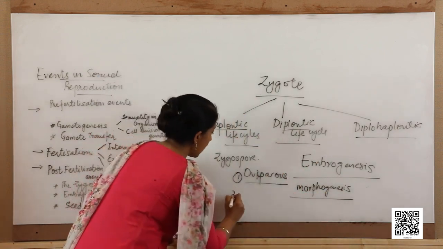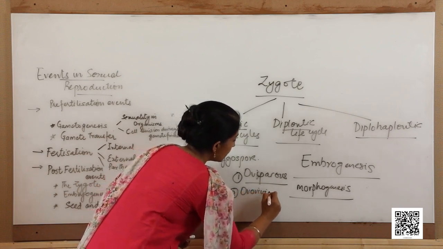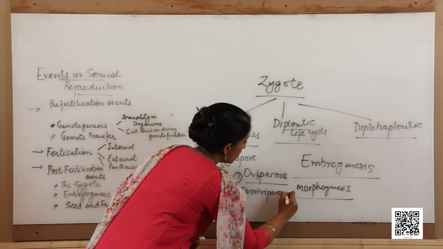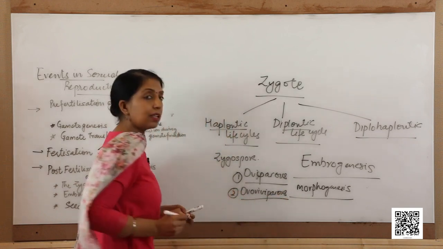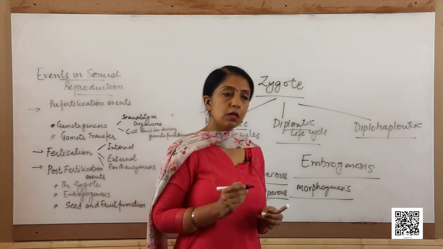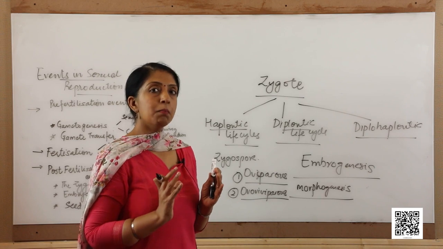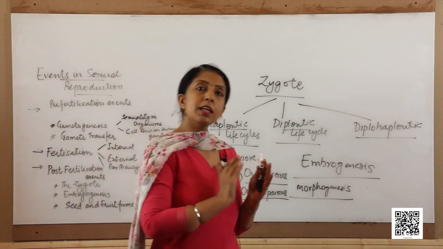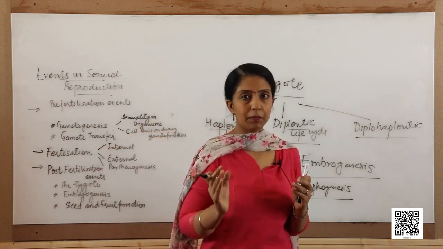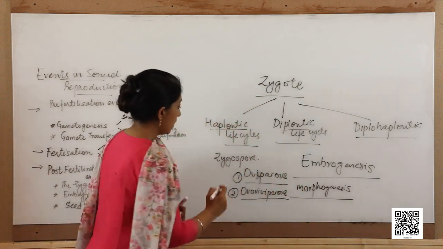The second type are the ovoviviparous. These are animals like the rattlesnake and the sharks, in which the egg develops inside the female body, but it does not derive any nutrition from the female, and they also give birth to the young ones.